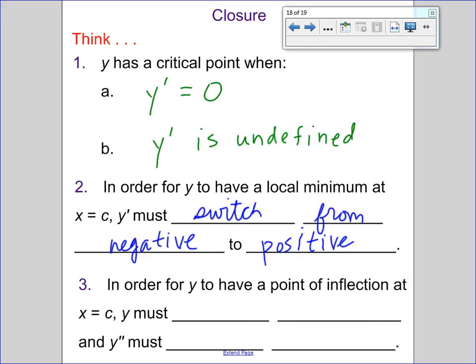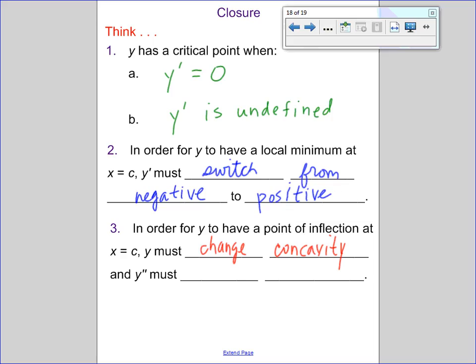And in order for y to have a point of inflection at x equals c, y must, Marissa? Change concavity. Good. Which means that y double prime must, Marissa? Change sign. Good.